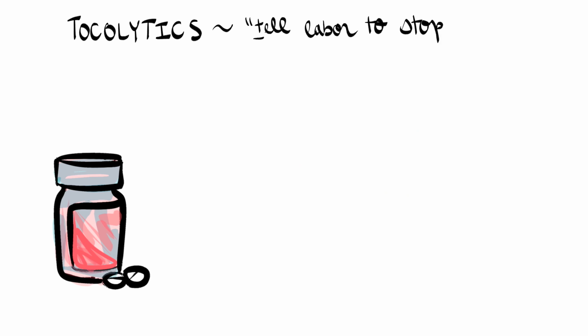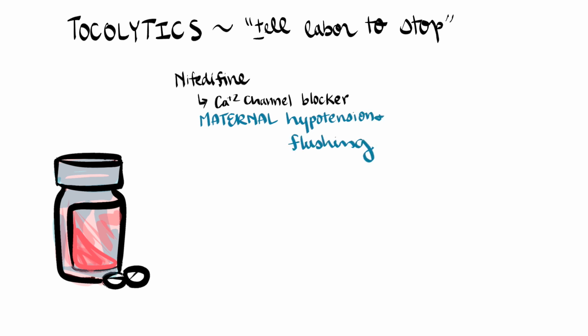Now we're going to talk about the drug class of tocolytics. These drugs relax the uterus or tell the uterus to stop contracting, and they hopefully are able to delay preterm labor. So nifedipine is a calcium channel blocker. It's the most commonly used in this drug class, and it can have minor adverse effects that are usually hypotension and flushing. So just be on the lookout for this in patients or maybe in a question stem.